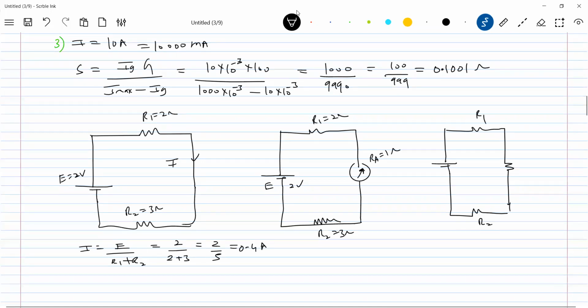R2, R1, and this is RA. How much? 1 ohm. And carry on the problem. Then what about the reading of the ammeter? The current through the internal resistance of the ammeter will be the reading of the ammeter. So what is this now? I dash. The current flowing will be different because the resistance got added up. So I dash equals E by R1 plus R2 plus RA, 2 by 6, which is 1 by 3, or 0.33 ampere.